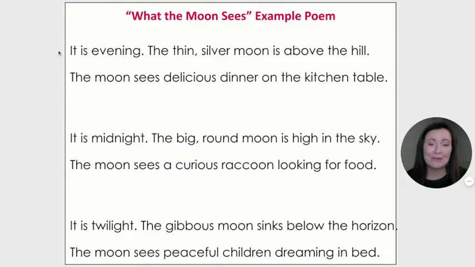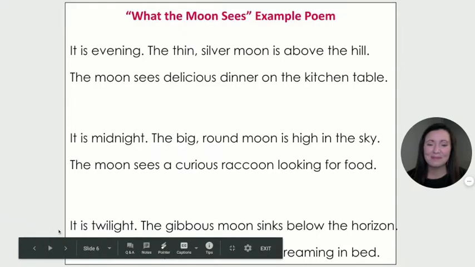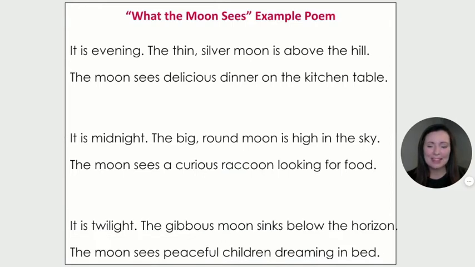Follow along or read with me if you can. It is evening. The thin silver moon is above the hill. The moon sees delicious dinner on the kitchen table. It is midnight. The big round moon is high in the sky. The moon sees a curious raccoon looking for food. It is twilight. The gibbous moon sinks below the horizon. The moon sees peaceful children dreaming in bed.